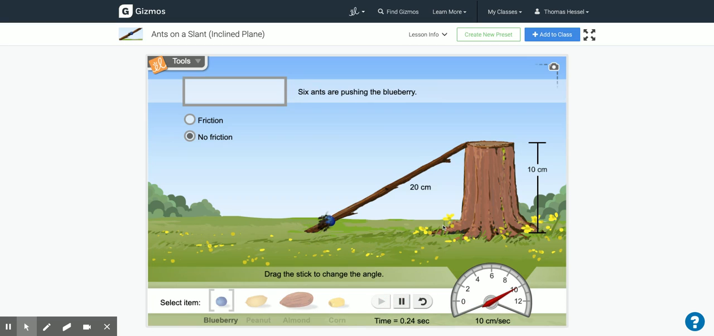So if I run it, there they go. They are rocking. Look at them go. Yay, good job. So the ants got a blueberry to the top of the log. Maybe that's where their nest is.